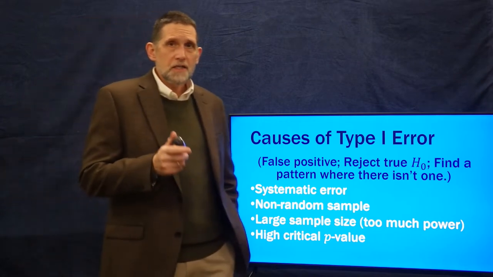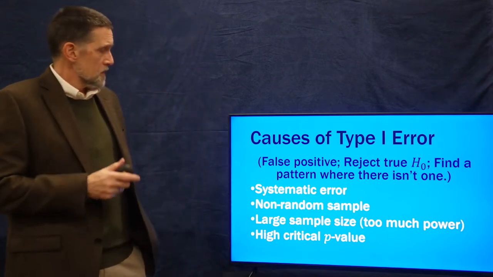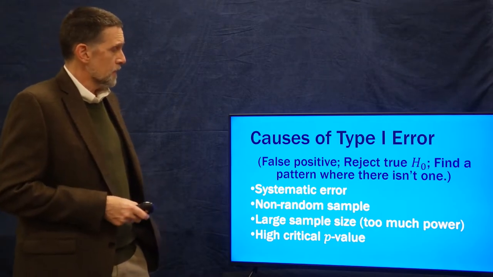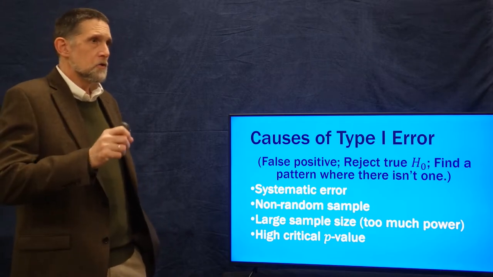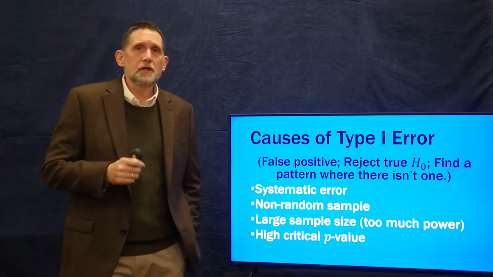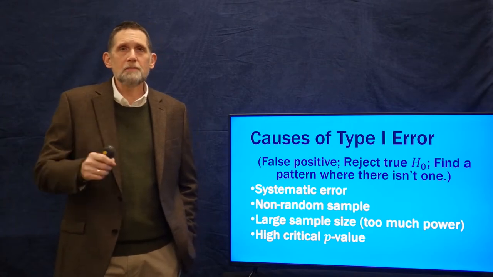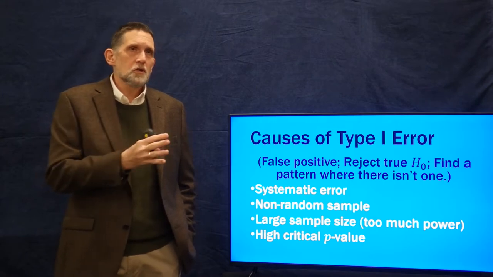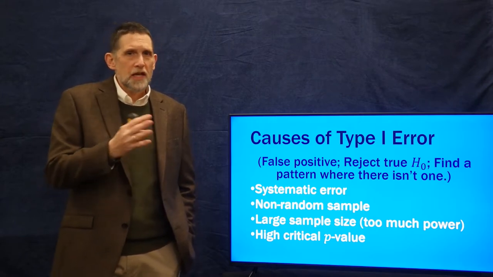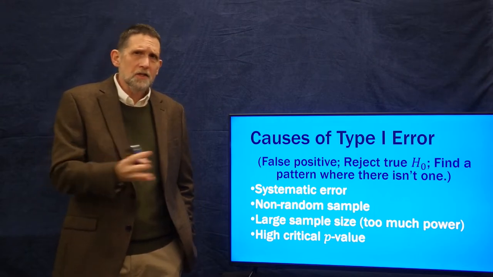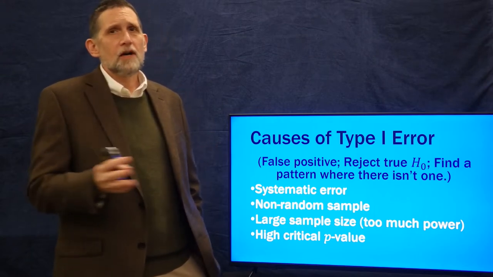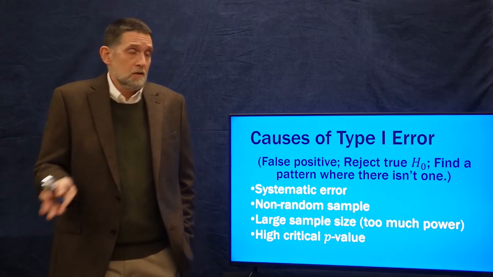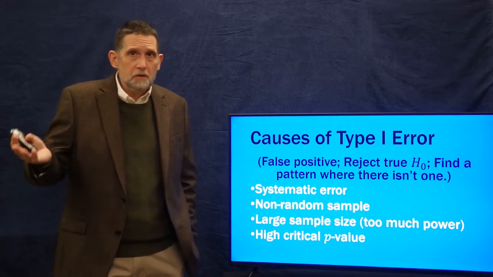Finally, a cause of a type 1 error is if you have a very high critical p-value. All right, what does that mean? If you say that I will reject the null hypothesis if something happens one time in 10, that would be a high p-value, that's starting to move into being more likely by chance than you might want, and that's going to give you the opportunity to have a type 1 error. If you had the p-value at 0.5, in other words, a 50-50 chance, you have a 50-50 chance of having a type 1 error then.